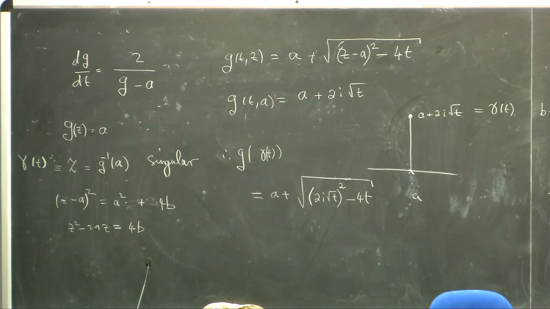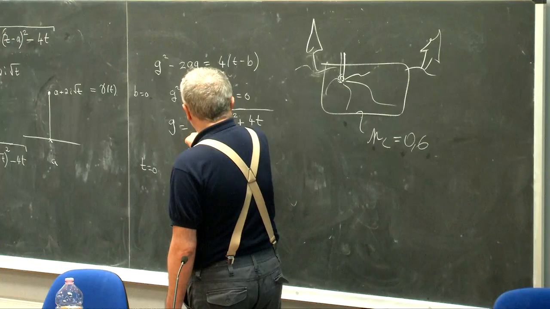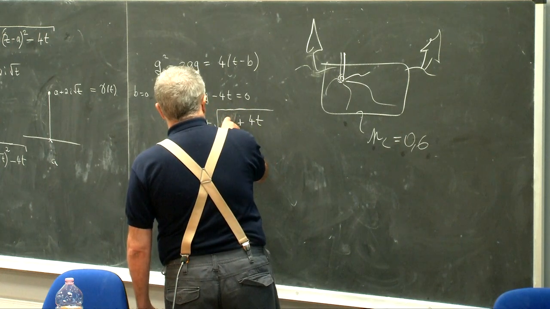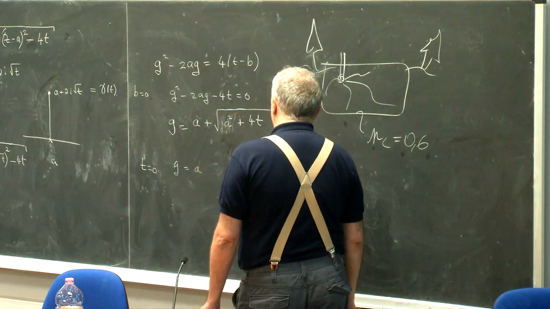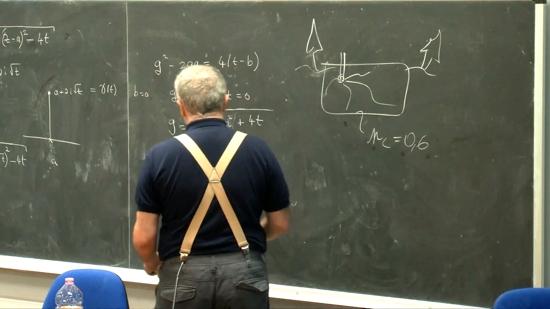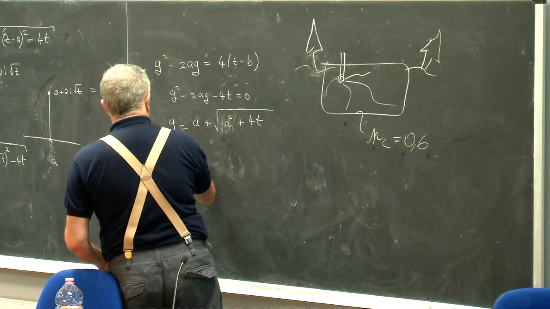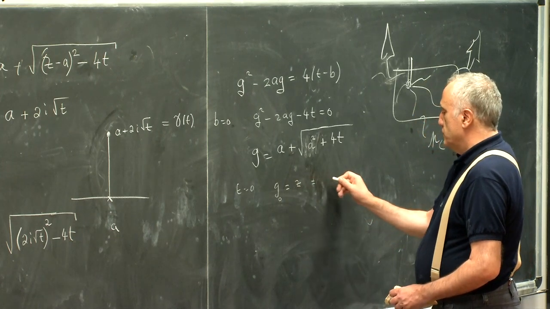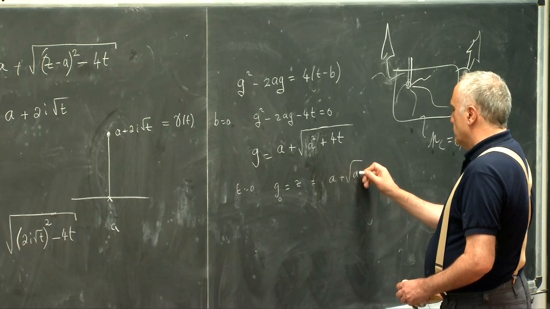So something is wrong here. I start from this equation. This one is correct. I set B equal to 0, which is the origin of time. So I end up with this equation, and that equation is solved to give G equals to A plus square root of A squared plus 4T. But I have a boundary condition that at T equals to 0, I need G of 0 to equal Z. In this case, it is equal to A plus square root of A squared.